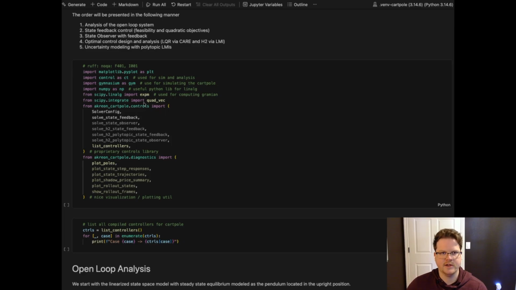The first part here really is just boilerplate imports of Python modules for this notebook. Right here you can see that there's Akreon Cartpole controls. So what I've done internally is I've built a conic solver, and the first application layer there is a controls facing application suite, if you will. And then the Akreon Cartpole is essentially this system that we derived the equations of motion for, but the controls here are agnostic towards that system.